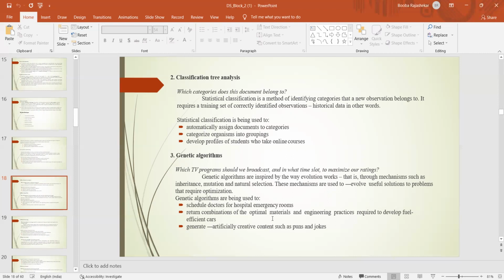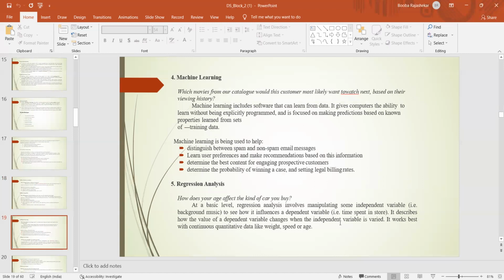Genetic algorithms are being used to schedule doctors for hospital emergency rooms, to determine combinations of optimal materials and engineering practices required to develop fuel-efficient cars, and to generate artificially creative content such as puns and jokes. So these are the main things. It is categorized, and evolution of work should be done in the genetic algorithm.